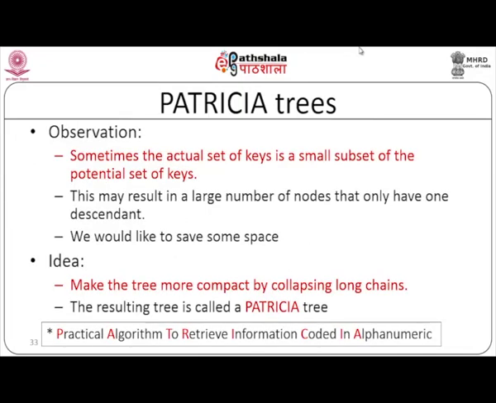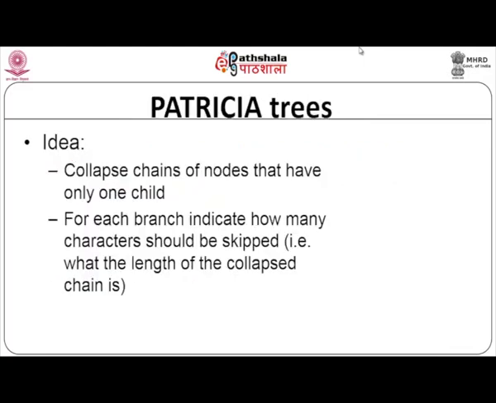Next you have what are called Patricia trees. Sometimes the actual set of keys is a small subset of a potential set of keys. This may result in a large number of nodes having only one descendant, which we tackle in a different way in compressed trees. You would like to save some space. The idea is to make the tree more compact by collapsing long chains. The resulting tree is called the Patricia tree, a practical algorithm to retrieve information coded in alphanumeric. So this is specific for alphanumerically coded information.